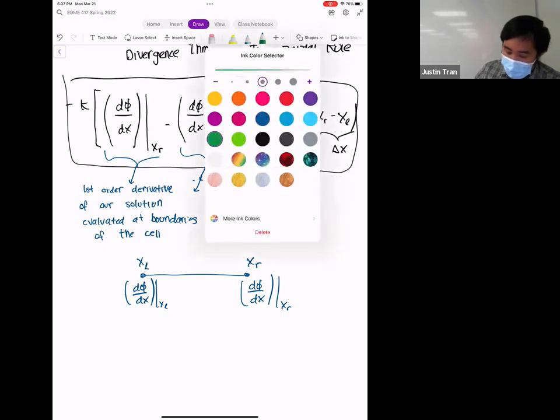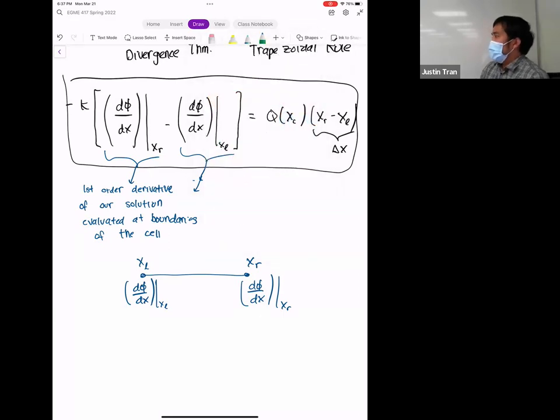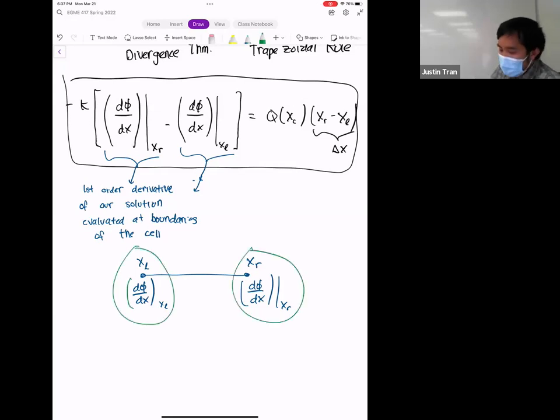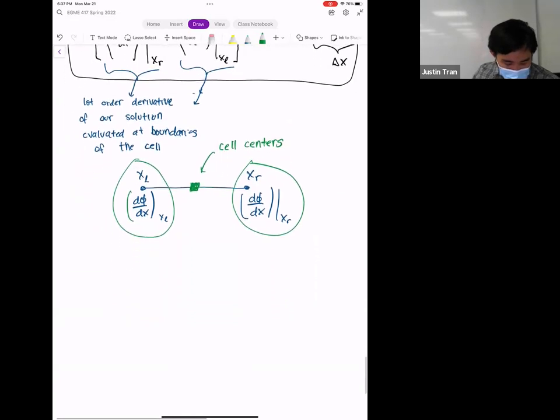But here's the problem. Remember, in finite volumes, we don't want to put our equation in terms of what's happening at the boundaries. We want to put things in terms of what's happening at the cell centers. So this presents a tough situation for us: we have two terms evaluated at the boundaries, but we want to know what's happening at the cell centers. So let me do this.